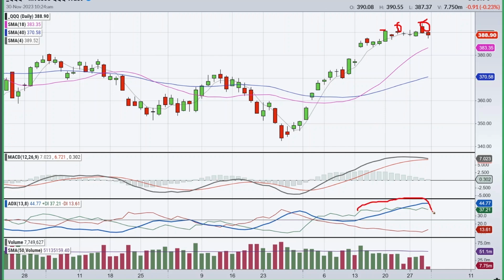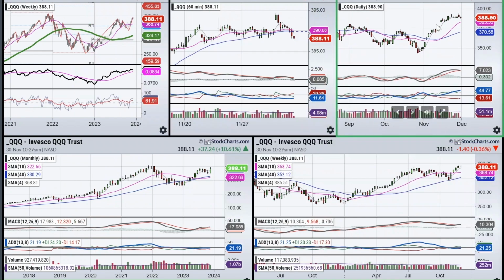But look at the ADX on the daily chart. This is very strong. Now we're losing a little bit of DI. DI is not making a new high with price here. So it's very possible we're looking for some kind of a little retracement or pullback. But again, I don't think I would be looking for anything crazy. There is a lot of support underneath, probably right around the 18-day.